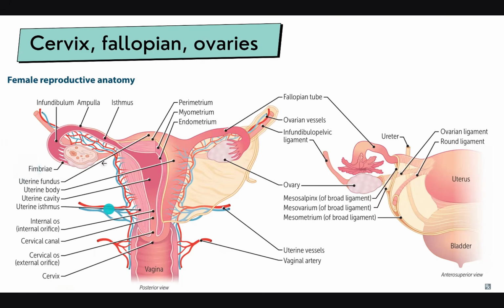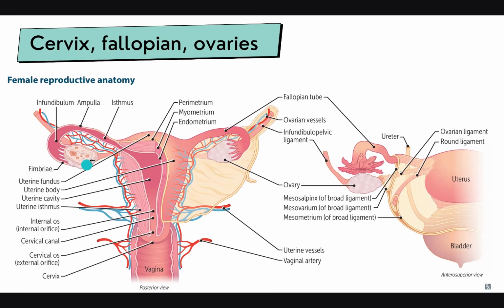One more thing regarding the ovaries and the fallopian tube. As I mentioned, the peritoneum covers all of these structures. Just know this for now: the peritoneal covering near the fallopian tube is called mesosalpinx, and the peritoneal covering close to the ovary is mesovarium.